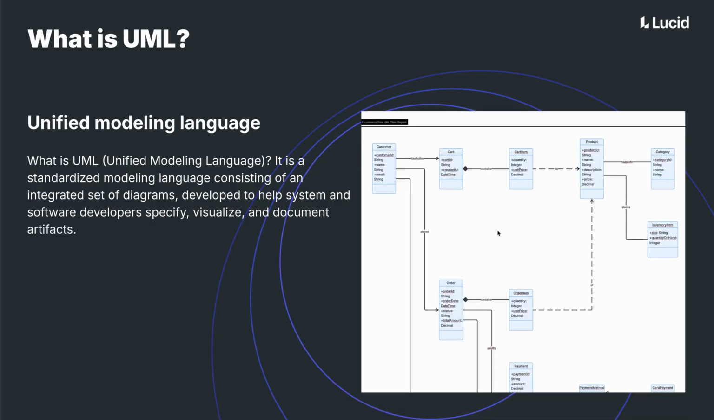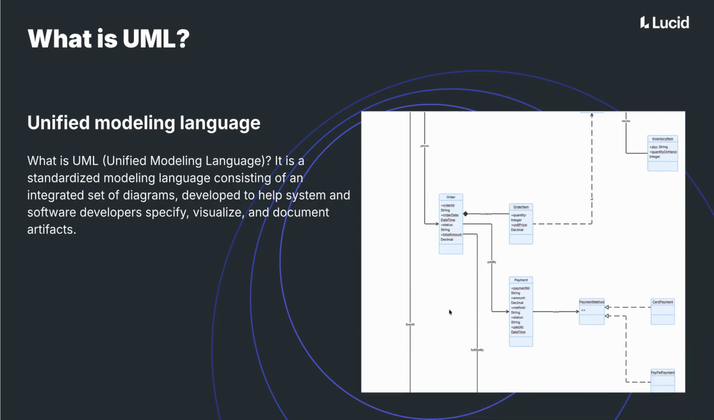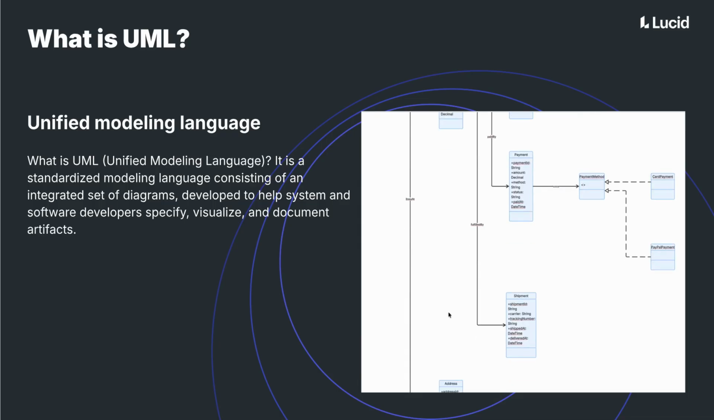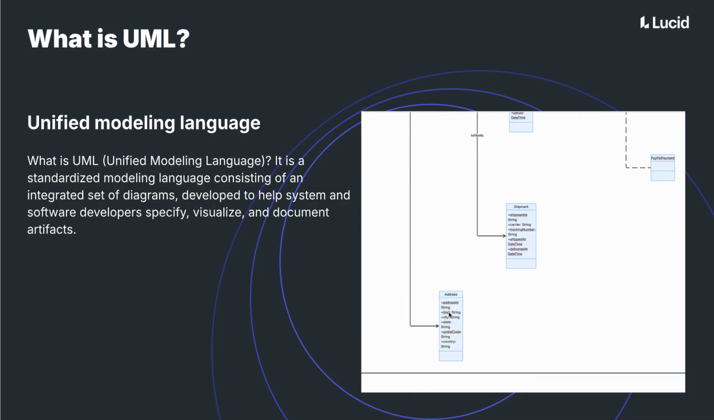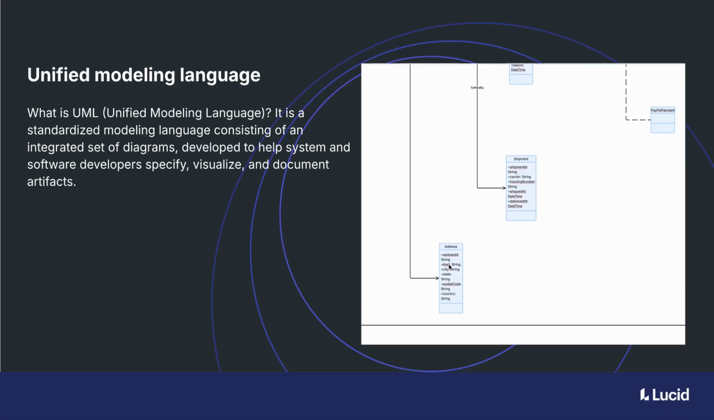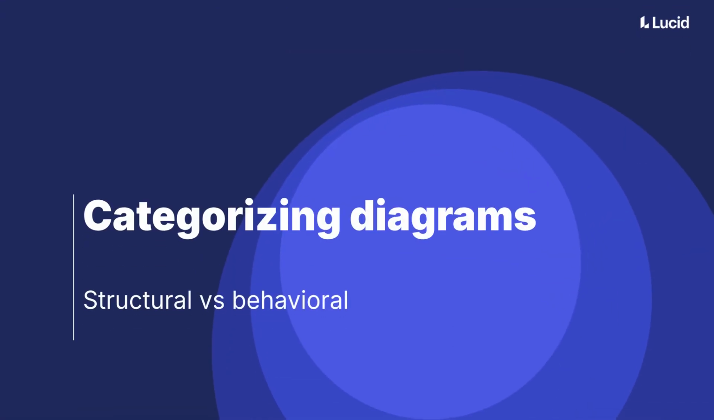What is UML? Unified Modeling Language. It is a standardized modeling language consisting of an integrated set of diagrams developed to help system and software developers specify, visualize, and document artifacts. To use UML effectively, you need to understand the two primary categories. Let's look at structural versus behavioral diagrams and how they differ in their representation of systems.